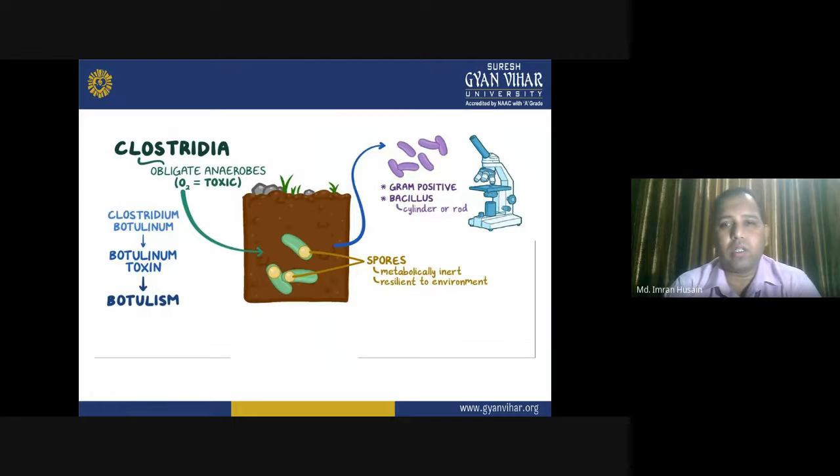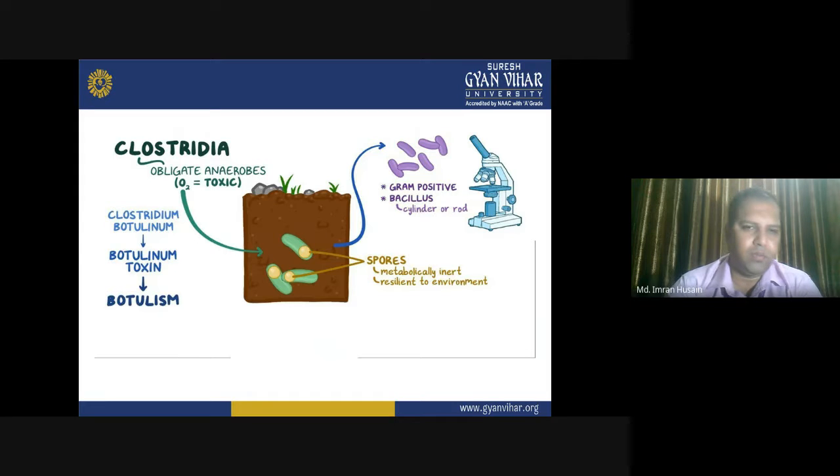So here in this diagram, you can see that Clostridia is an obligate anaerobe. Okay, that means oxygen is toxic for it, and it has to survive in the absence of oxygen. So it is mainly found in environments where oxygen is not very much present.